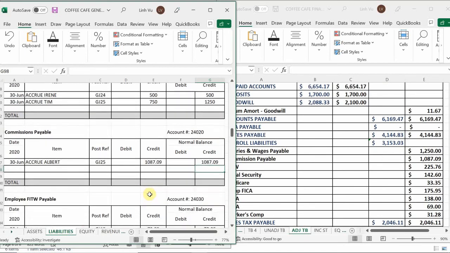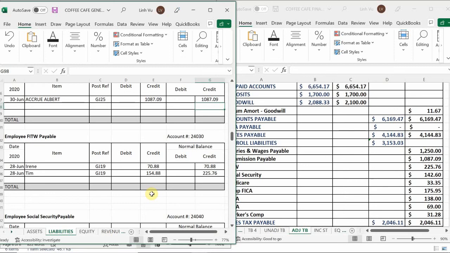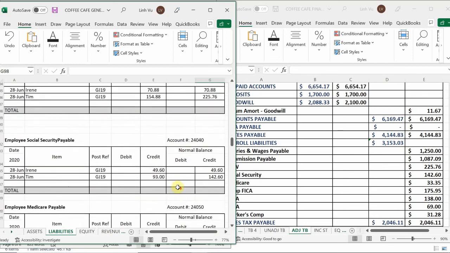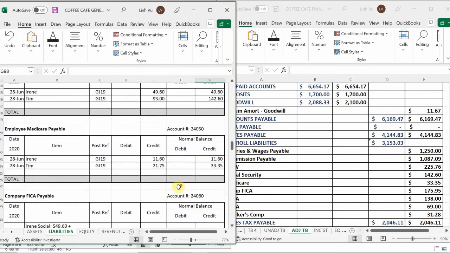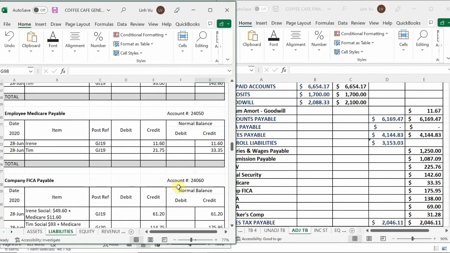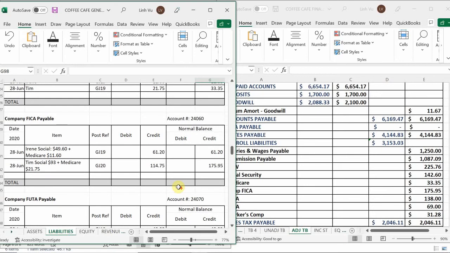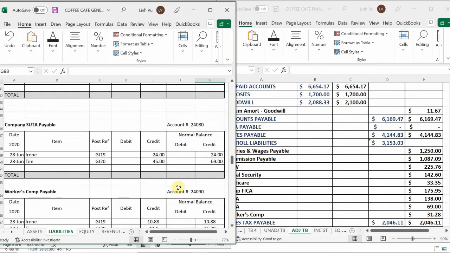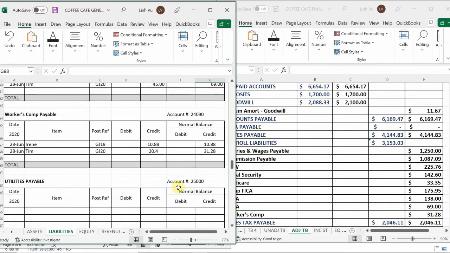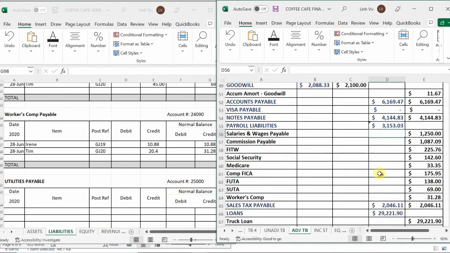Okay, and of course, let's go ahead and confirm that the rest of the information has not changed, such as your federal income tax withholdings is still 22576. Your Social Security is 33.35. Your FICA is 175.95. Your FUTA is 138. Your SUTA is 69, and your workers' comp is $31.28. So all of those are still the same.